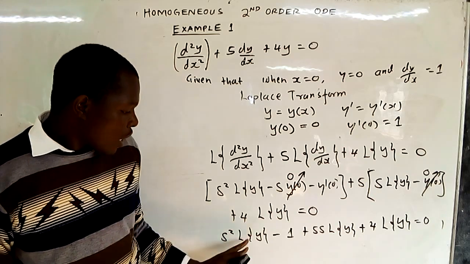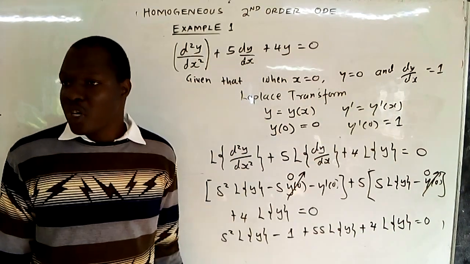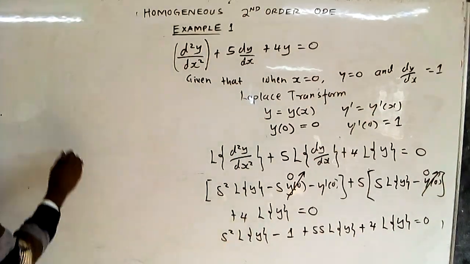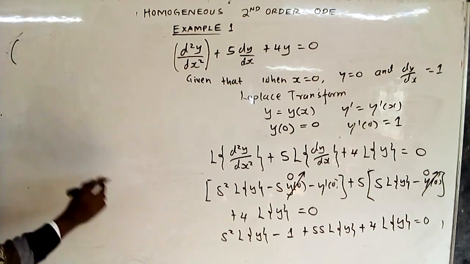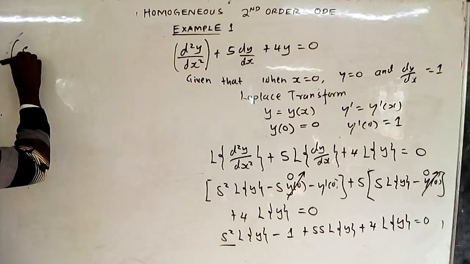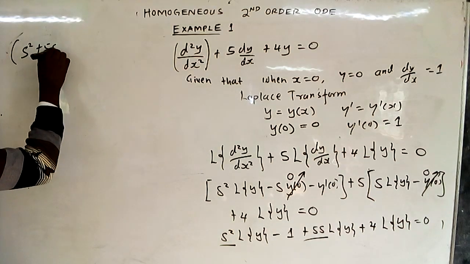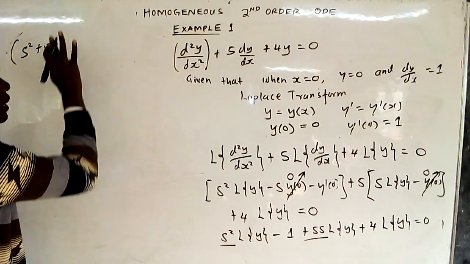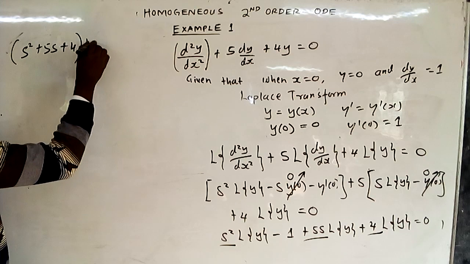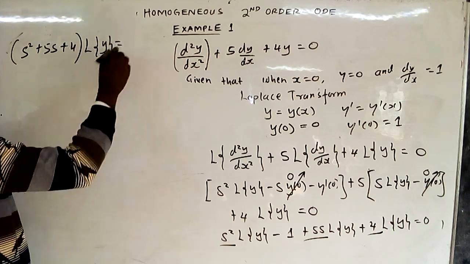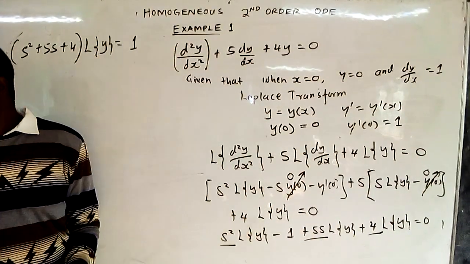So the next thing, you collect the Laplace transform of y, you put them together. Meaning this minus 1 goes on the other side of the equation, isn't it? Yes. You are collecting the like term. So what are the coefficients of Laplace transform of y? The first coefficient is s squared. The next coefficient is plus 5s. Then the next coefficient of Laplace of y is plus 4. So all those are coefficients of Laplace transform of y to be equals to 1. Because this negative 1 going on the other side of the equation, it becomes positive 1.